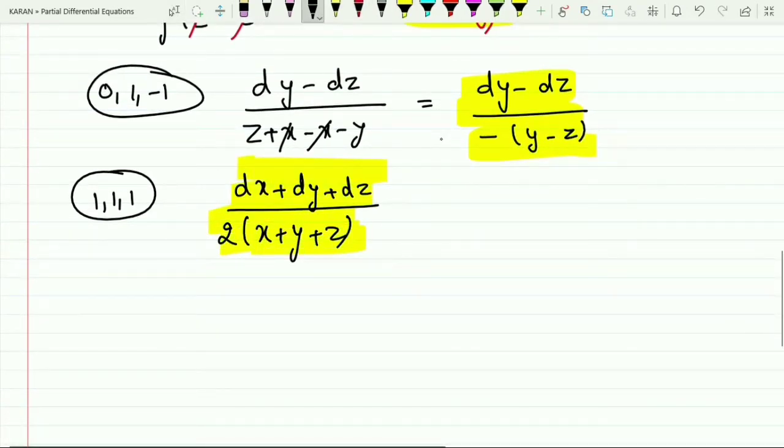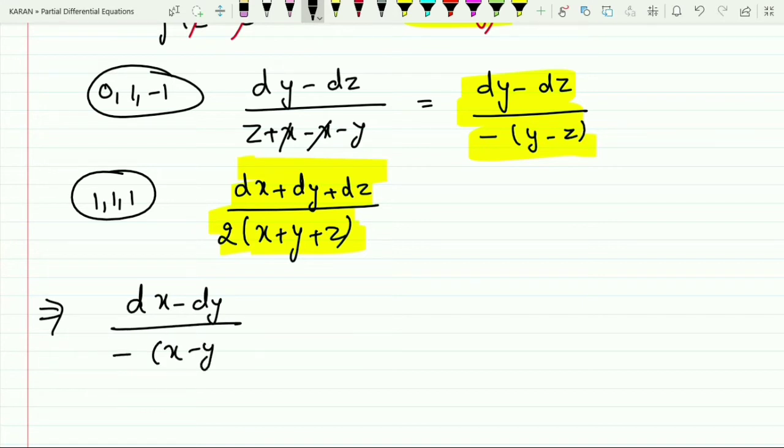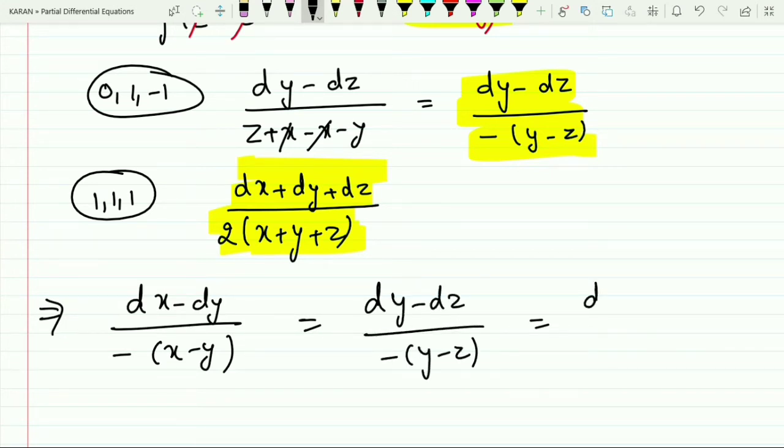What you will get? Just see this. This implies dx minus dy upon x minus y is equal to dy minus dz upon y minus z, and dx plus dy plus dz divided by twice of x plus y plus z.